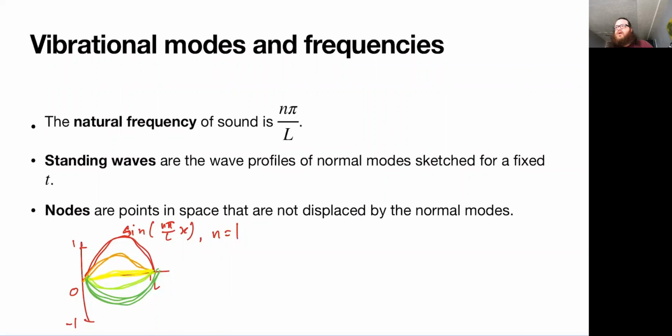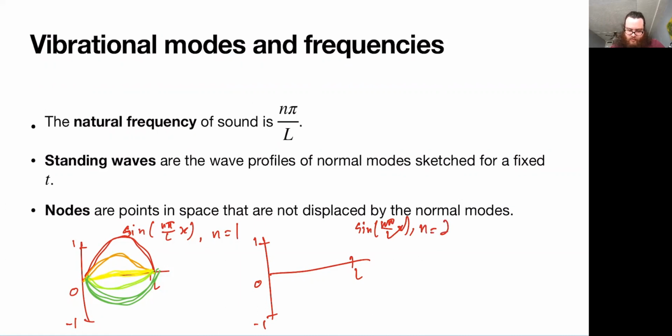Right, these are what we'll call the standing waves for various t, corresponding to natural frequency n equals 1. We can do the same thing for n equals 2. Okay, so sine of n pi x over Lx with n equals 2.